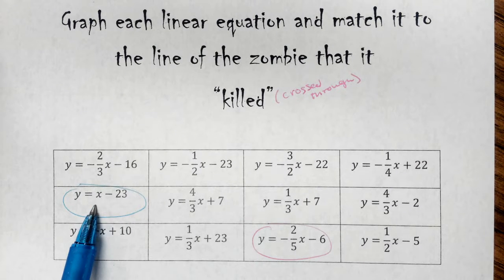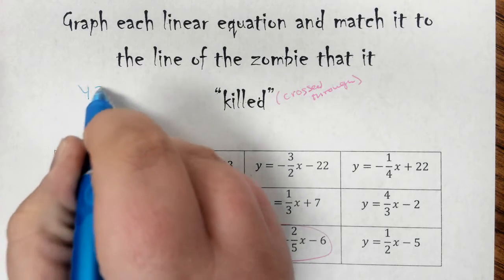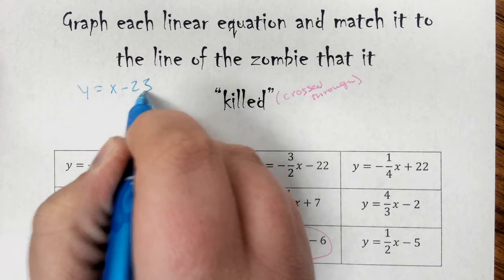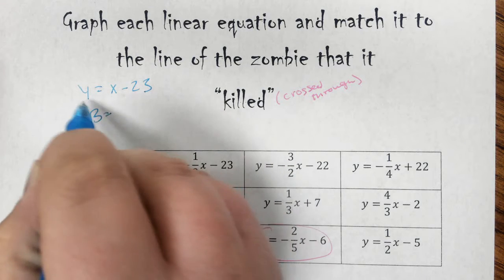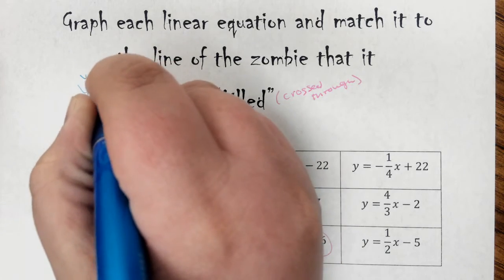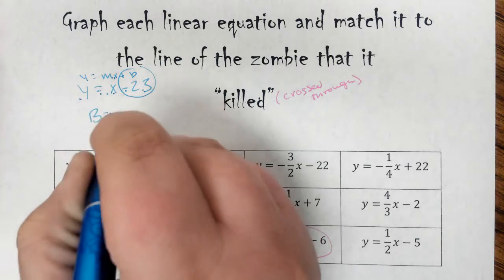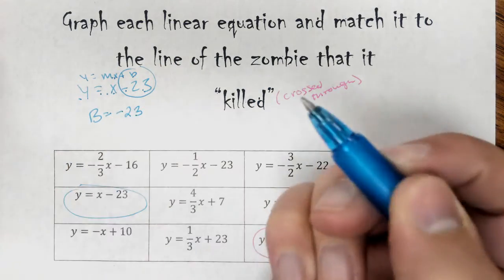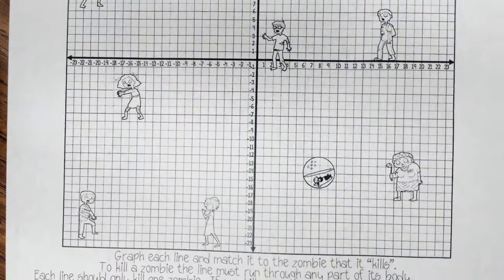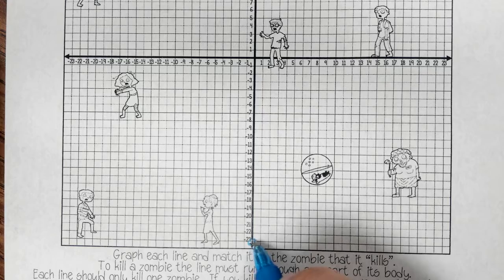So let's look at y equals x minus 23 first. The beginning number, that's y equals mx plus b, so the beginning number is minus 23. So on the graph, you're going to find negative 23, and that's where your starting point is.